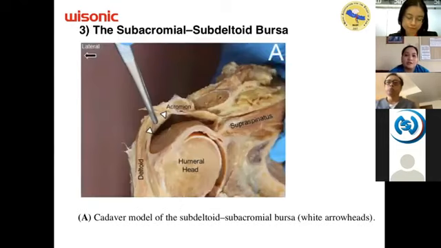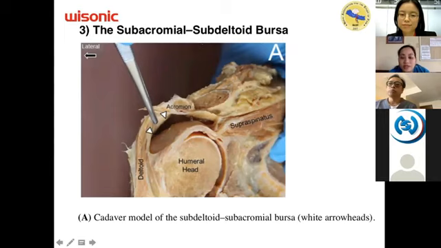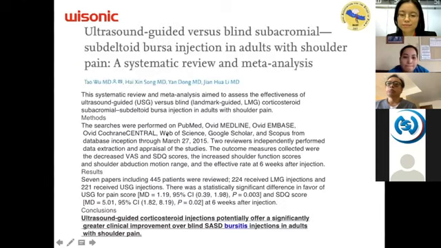Now, talking about the subacromial and subdeltoid bursa, this is the cadaveric model where we can see that it is a potential space. It's a very big space and it covers a lot of area, but if it is normal, then it's completely collapsed. There was one study, a systematic review and meta-analysis, comparing ultrasound guided with blind subacromial subdeltoid bursa injection in adults with shoulder pain. They found that ultrasound guided corticosteroid injections offer significantly greater clinical improvement over blind injection in adults with shoulder pain.